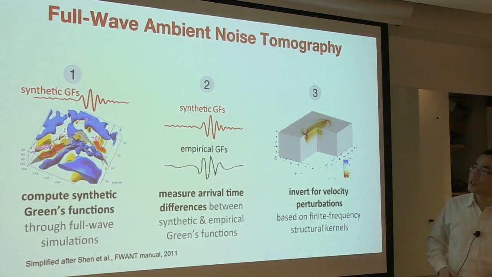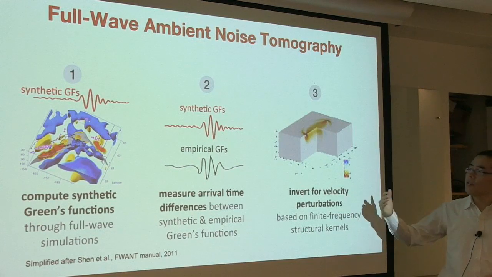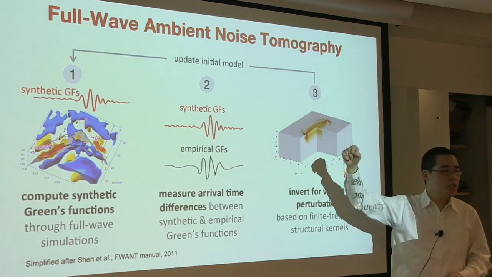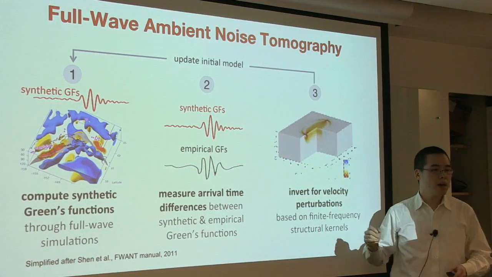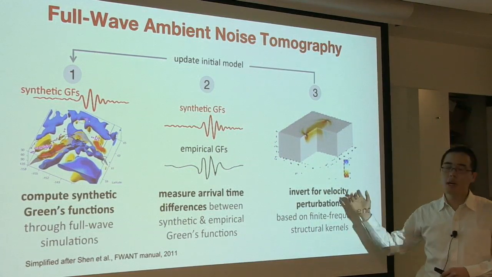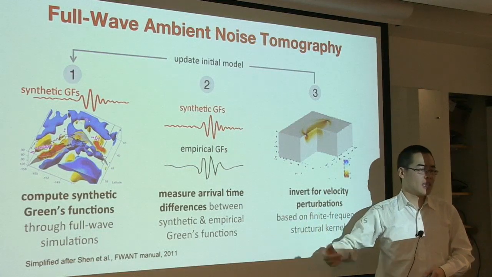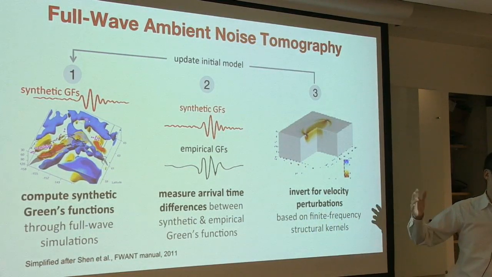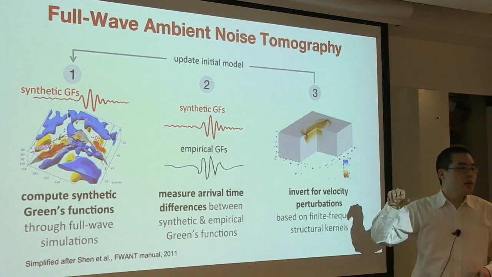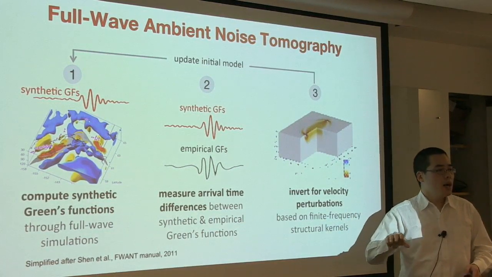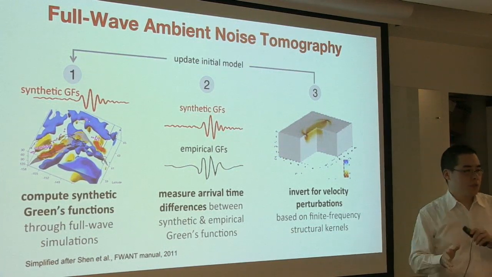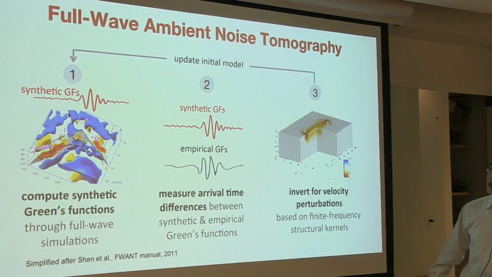Different frequencies sample different three-dimensional velocity structure. After we get the velocity perturbation, we go back and add it to the initial model. This is the completion of one iteration. Then we start the next iteration to update the model. Usually after 4 or 5 iterations, the model converges gradually, with really little change between two different iterations. That's when we want to stop.